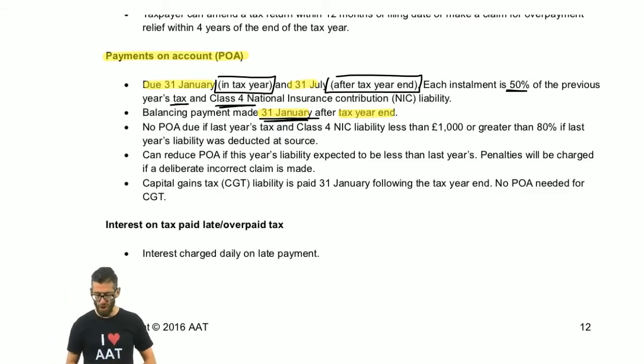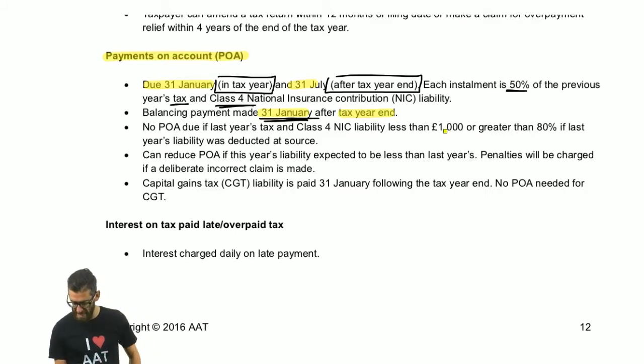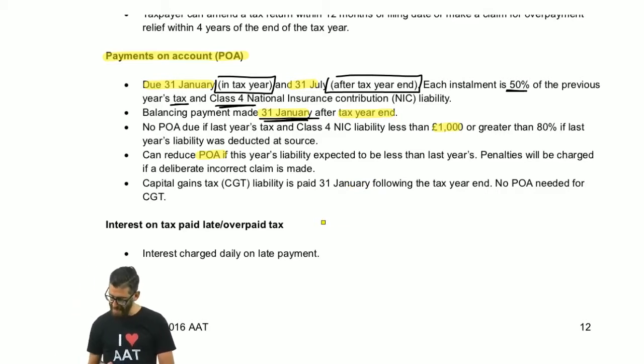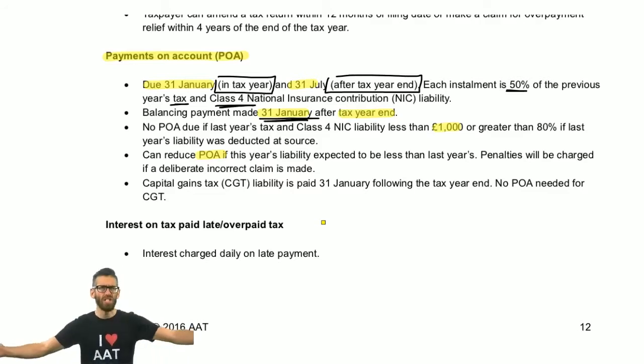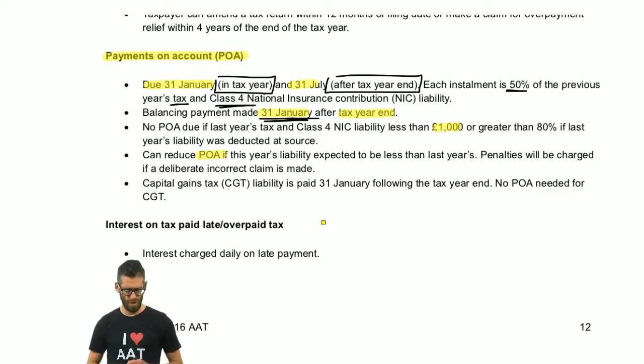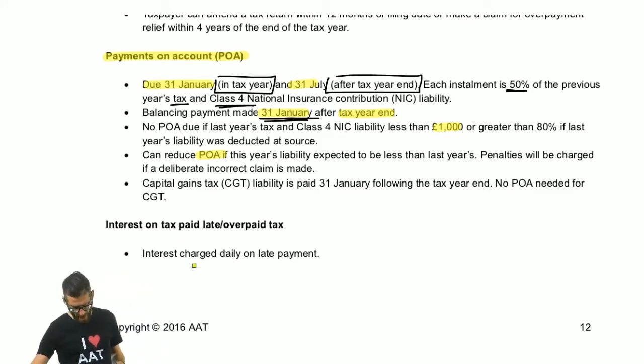No payment on account is due if last year's tax and national insurance liability is less than 1,000, or greater than 80% if last year's liability was deducted at source. And we can actually reduce our payment on accounts if this year's is expected to be lower than last year's. In our example, they were all growing. Finally, something about capital gains. Guys, the information is at your fingertips. Use it to your advantage. Let's conclude this session by looking at the information we need for the next part of this question.